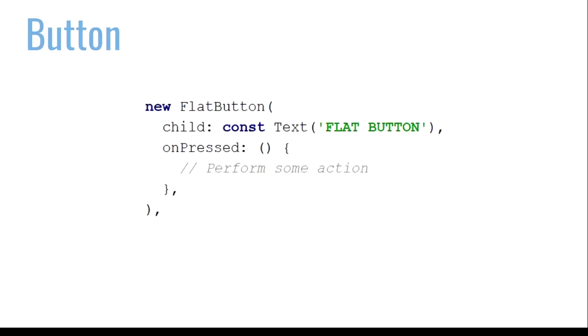So new, the name of the widget, and then you have some properties. Some are mandatory, some are not mandatory, so you can leave them out. Let's go ahead. Now we will talk about other widgets.